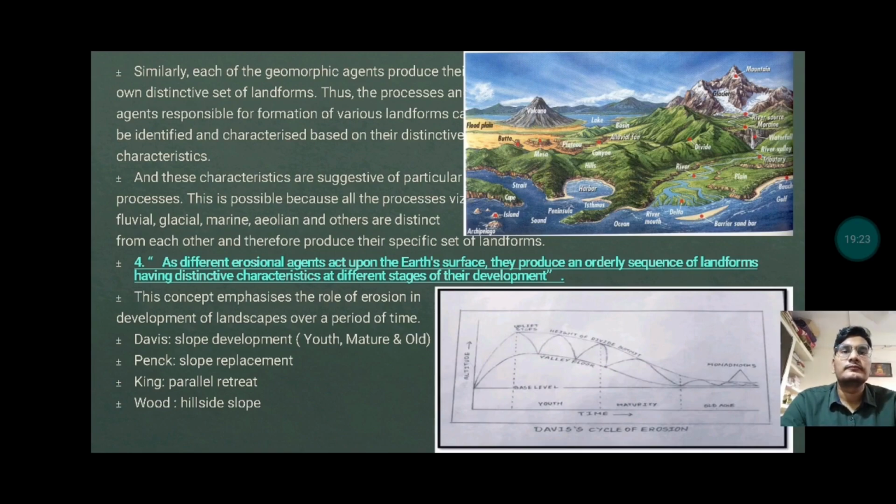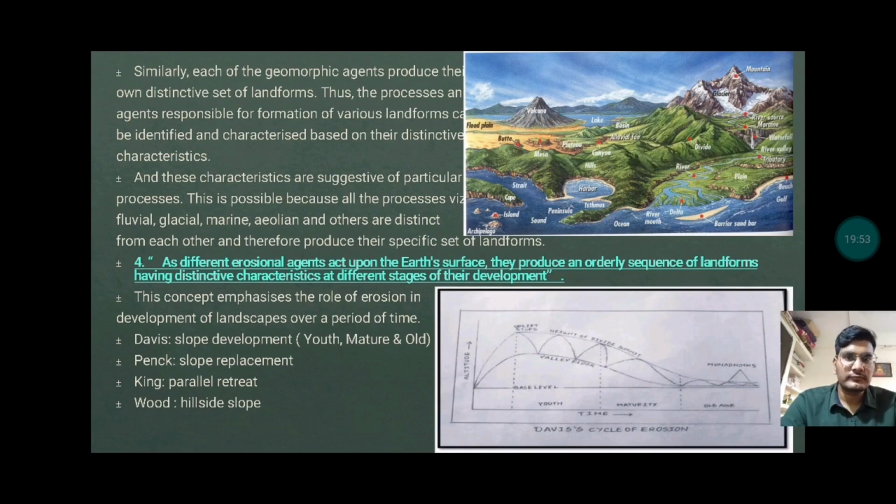So the deltaic plains as well as other such features can emerge wherever rivers meet near the sea. The other proponent regarding this particular principle was Penck. Penck was a German scholar, and he gave the concept of slope replacement.